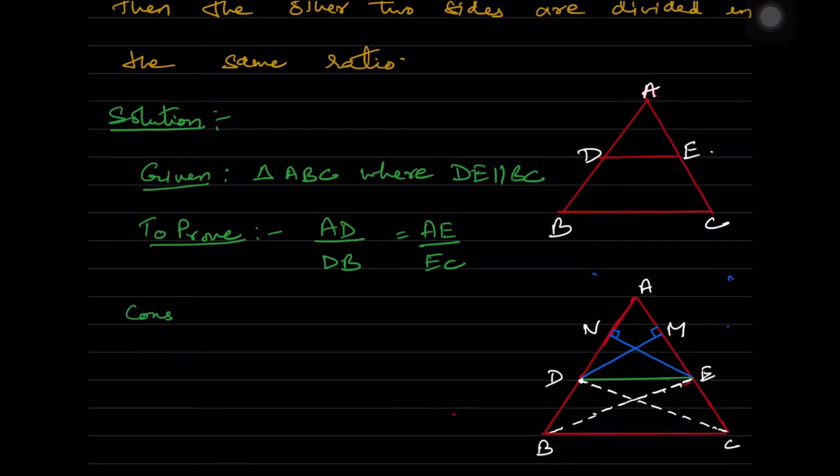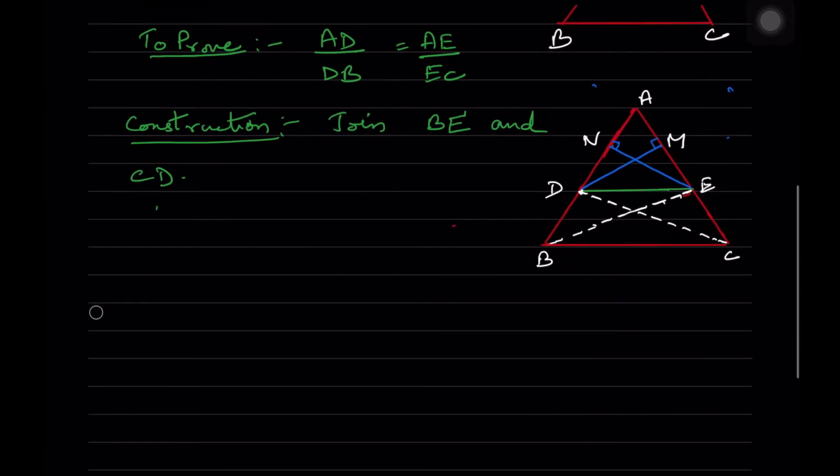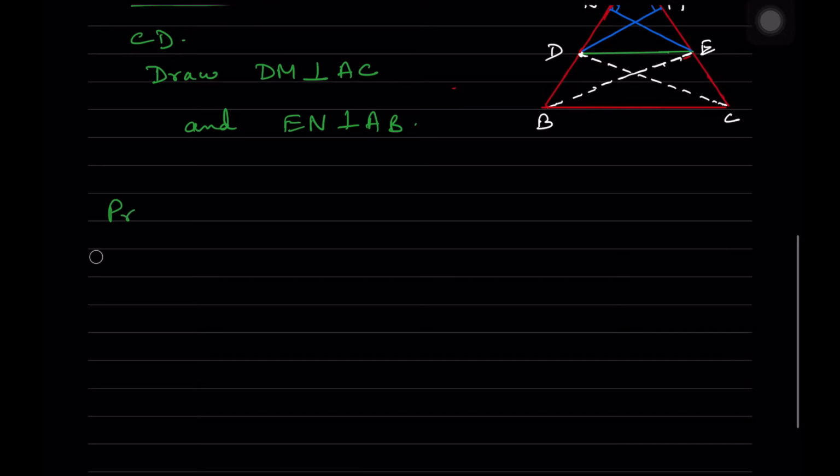Now what is the construction which we are doing here? Construction: you can see in the second figure, join BE and CD. Draw DM perpendicular to AC and EN perpendicular to AB. Now what is the proof? We'll see for this.